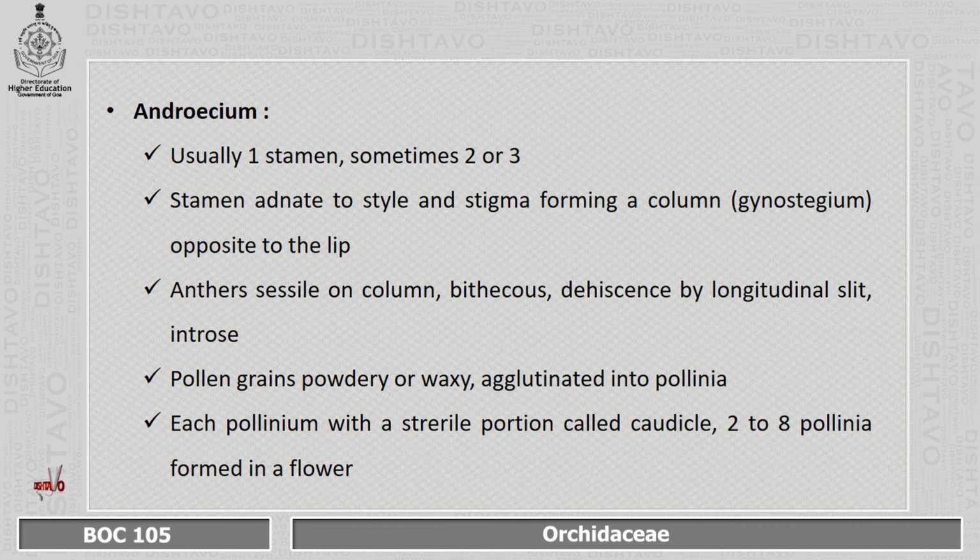Coming to the androecium, usually there is one stamen, sometimes 2 or 3 stamens adnate to style and stigma, forming a typical structure called the column, also referred to as gynostemium, opposite to the lip or labellum. Anthers are sessile on the column, bithecous, dehiscence by longitudinal slit, introrse. Pollen grains are powdery or waxy, agglutinated into pollinia. Each pollinium has a sterile portion called the caudicle, and 2 to 8 pollinia form in a flower.